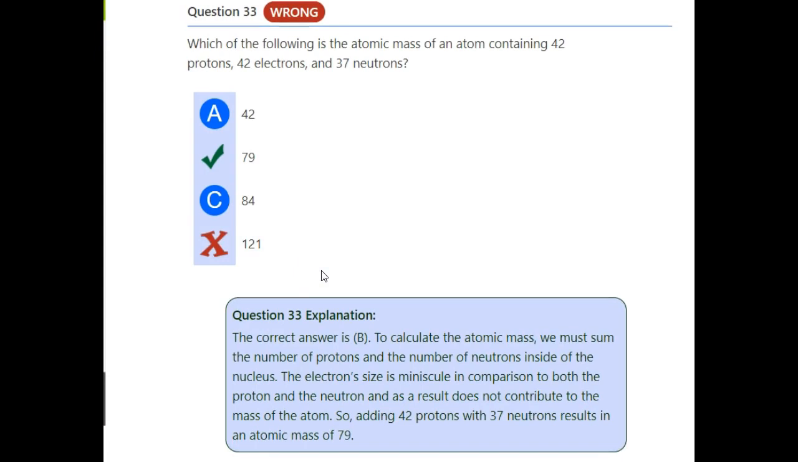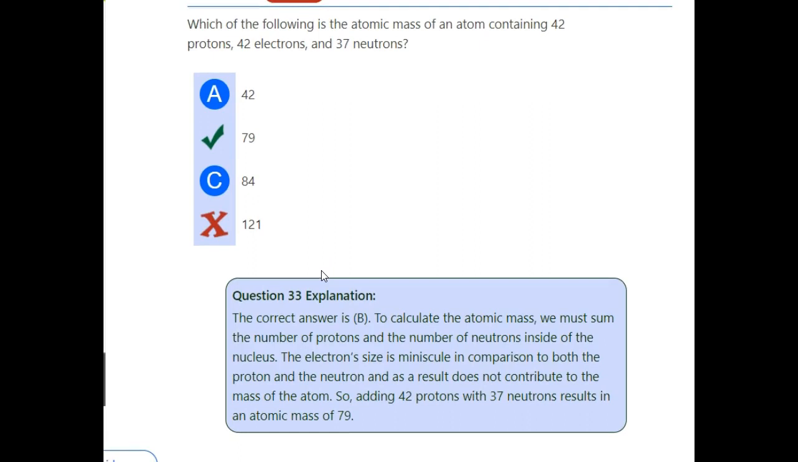To calculate the atomic mass, we must sum the number of protons and the number of neutrons inside the nucleus. The electron size is minuscule in comparison to both the proton and the neutron, and as a result does not contribute to the mass of the atom. So adding 42 protons with 37 neutrons results in an atomic mass of 79.